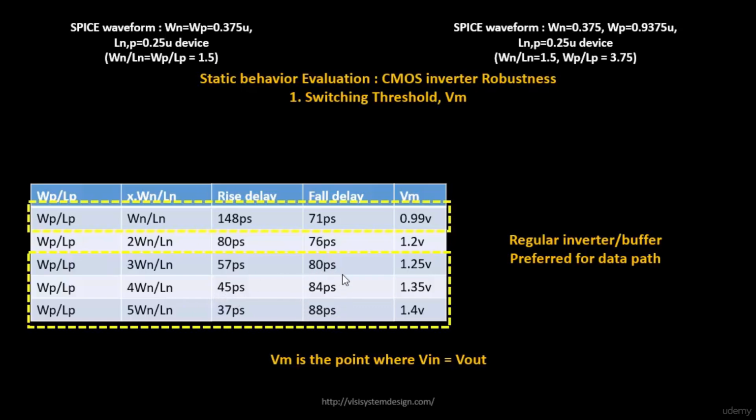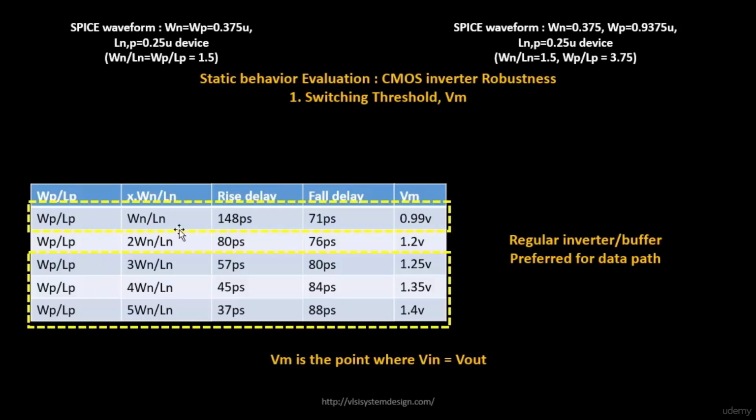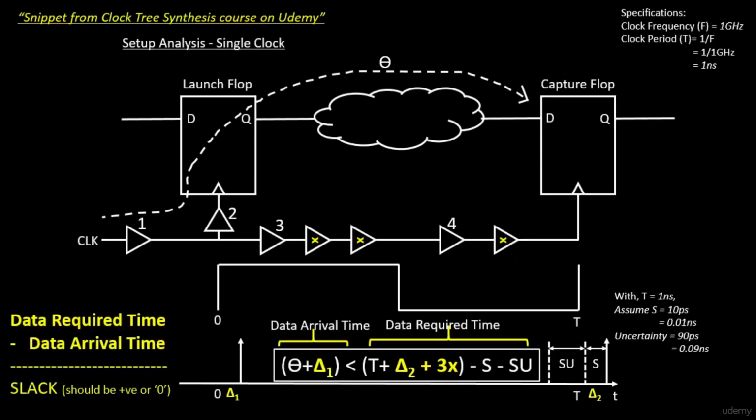Fall delay right now we can ignore, because let's say this particular circuit depends only on the rise delay. The cell that we are talking about is a rise delay cell. So in order to reduce the rise delay, you just plug in the right kind of cell over there, and you will be able to achieve the data arrival time less than data required time. Those were the applications of having different sizes of inverters.